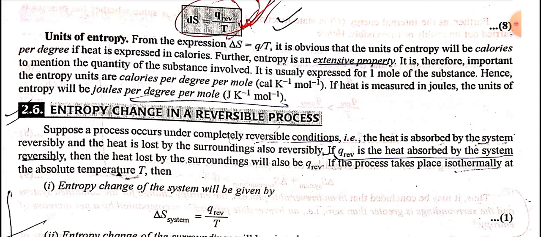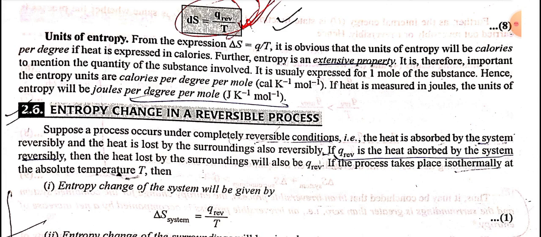From the expression delta S is equal to q by T, it is observed that the units of entropy will be calories per degree if heat is expressed in calories. Further, entropy is an extensive property. It is therefore important to mention the quantity of substance involved. It is usually expressed for 1 mole of the substance. Hence, the entropy units are calories per degree per mole. If heat is measured in joules, the units of entropy will be joules per degree per mole.